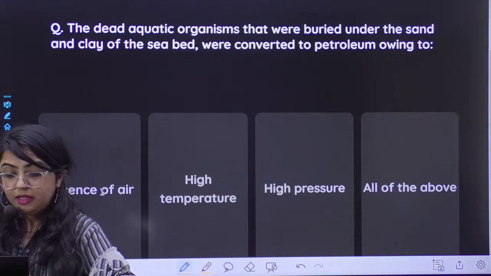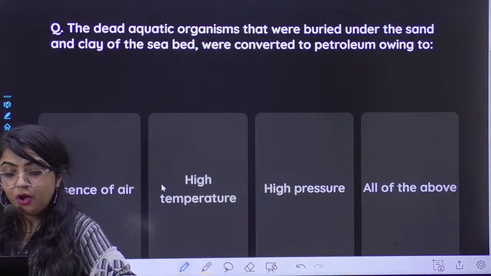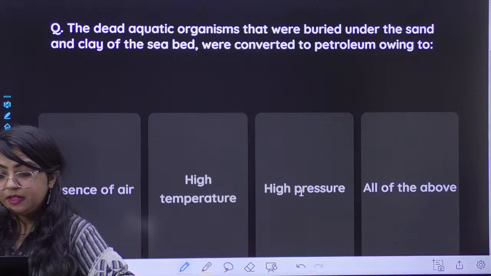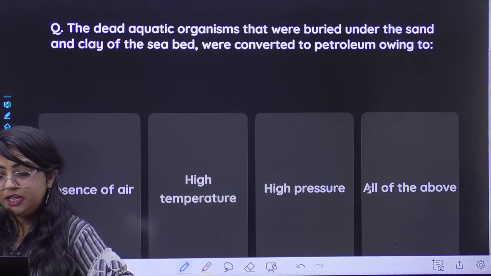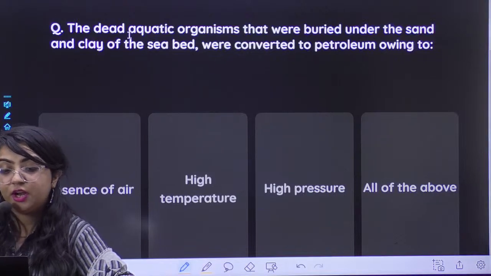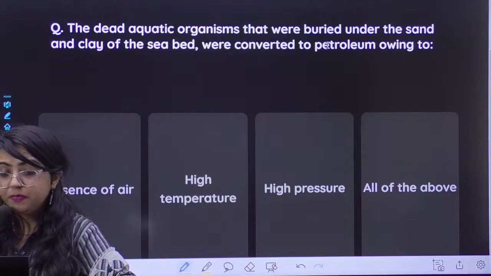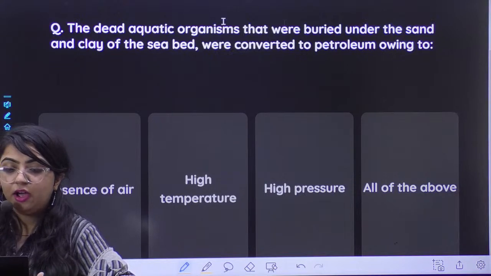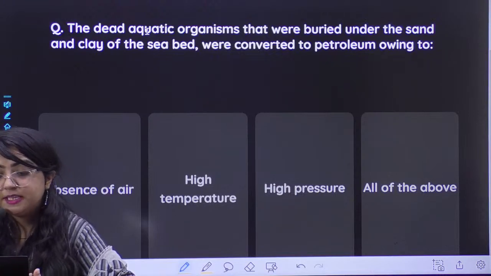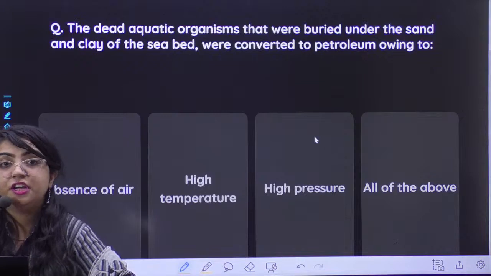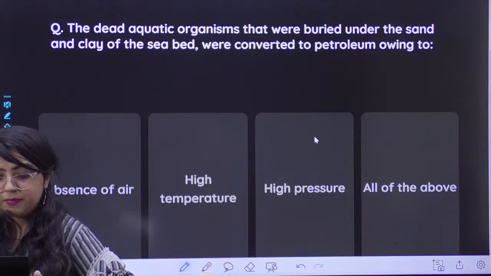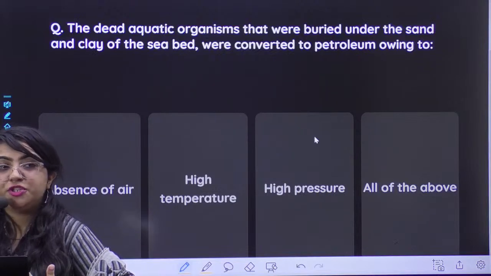Option A, absence of air. Option B, high temperature. Option C, high pressure. And option D, all of the above. So we need to find all the conditions required for the dead organisms buried under the sand to be converted to petroleum. It's basically asking for all the conditions required for the formation of petroleum. Please choose the correct option.